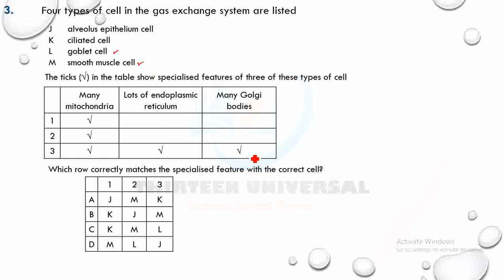So L has many Golgi, and because it makes mucus, L also has many endoplasmic reticulum, and L has many mitochondria. So 3 is L, and it's only one. So the only one that has all three is L. So the answer is C, by the elimination method. Do you get it?